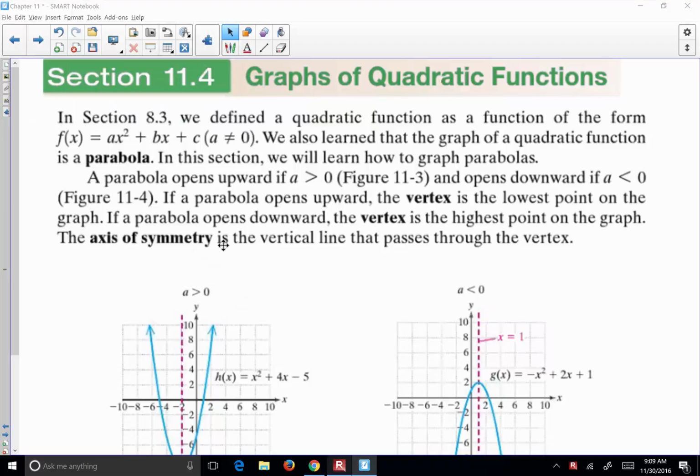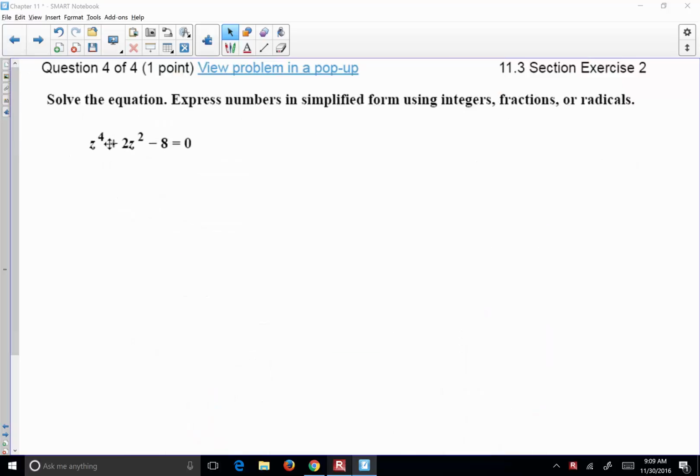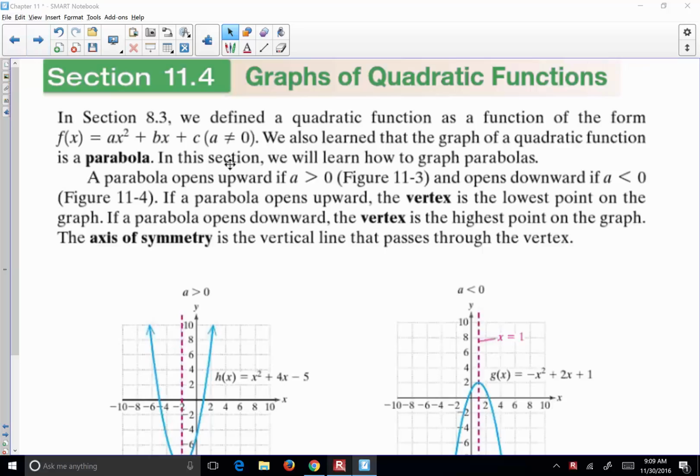Alright, 11.4, a new section, but related section. Let's recall what we did in the first three sections. We learned about quadratic equations. We solved quadratic equations. We also solved quadratic looking equations yesterday, not exactly quadratic, such as this one. It's not quadratic, but we can make it quadratic with substitution.